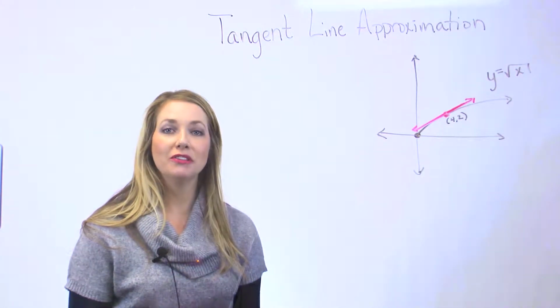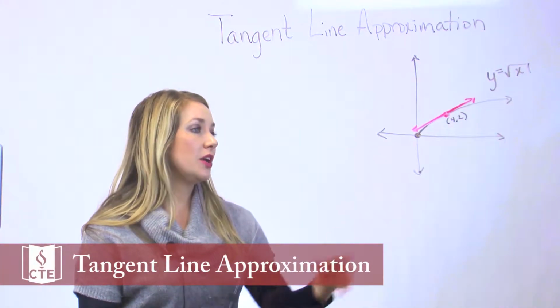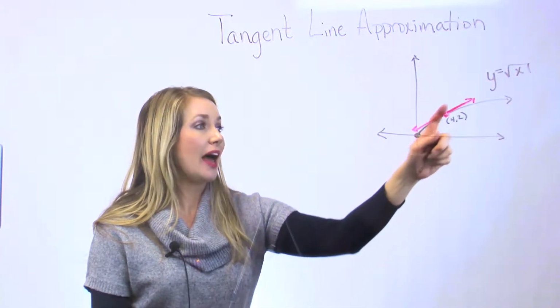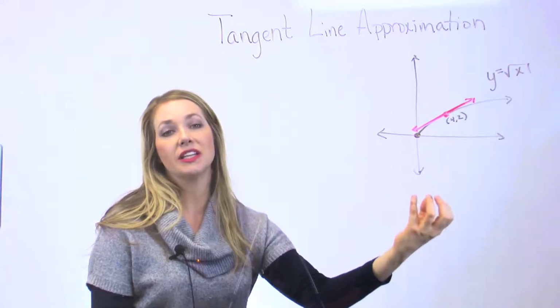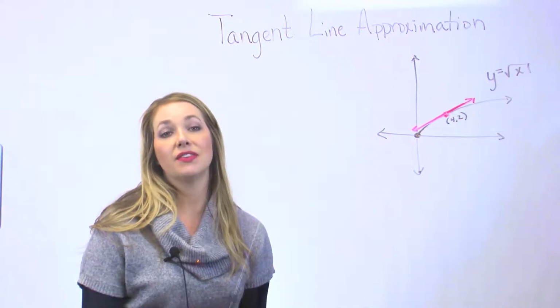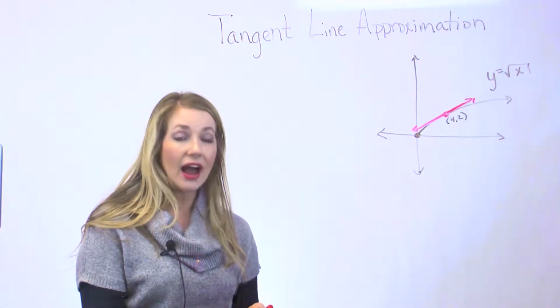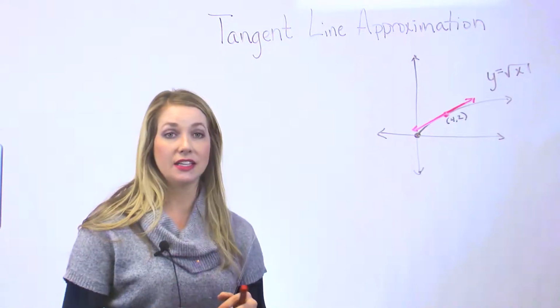We want to talk briefly about the tangent line approximation. So what you see here is the curve y equals the square root of x in black. And I have already drawn in red a tangent line to the curve at the x value of 4. And we know how to create the equation of that tangent line.